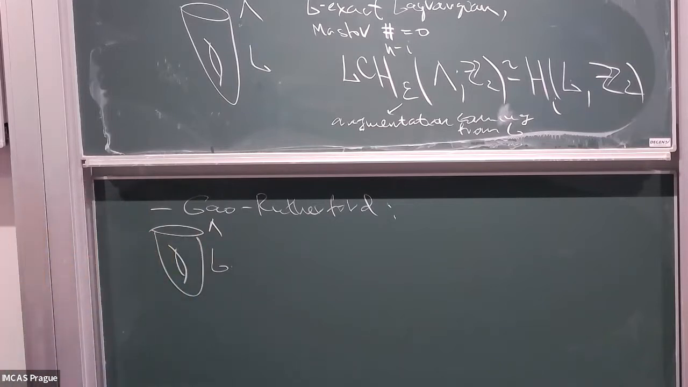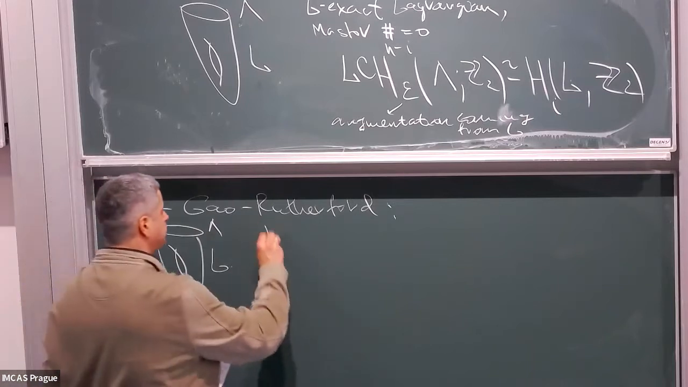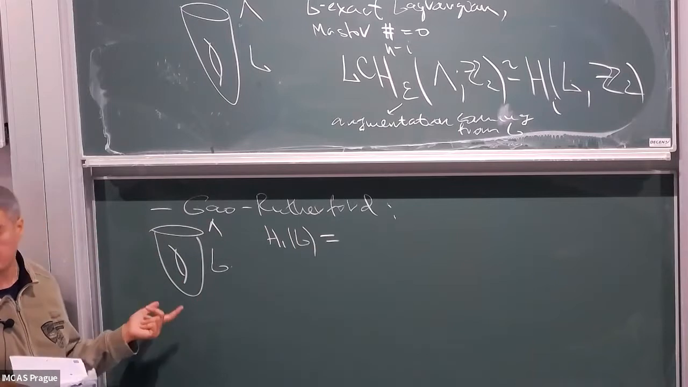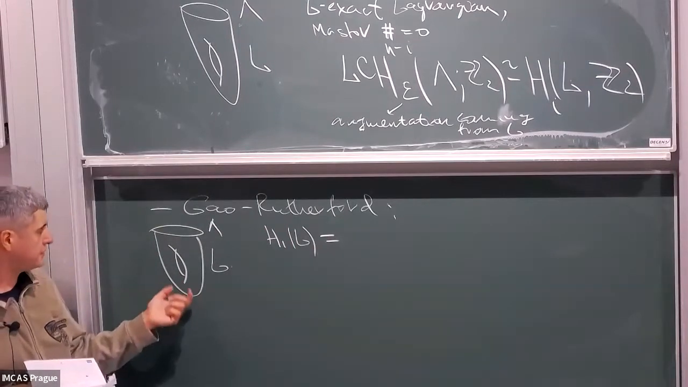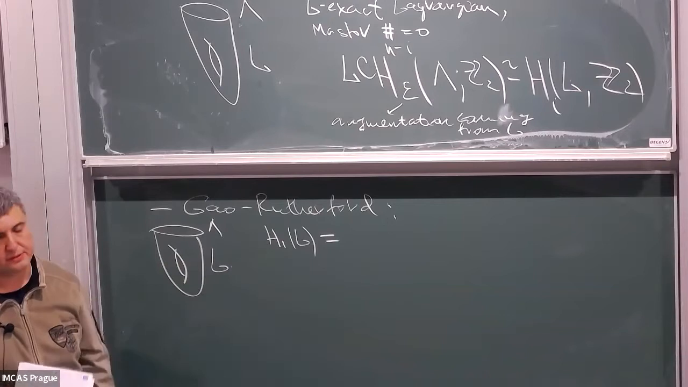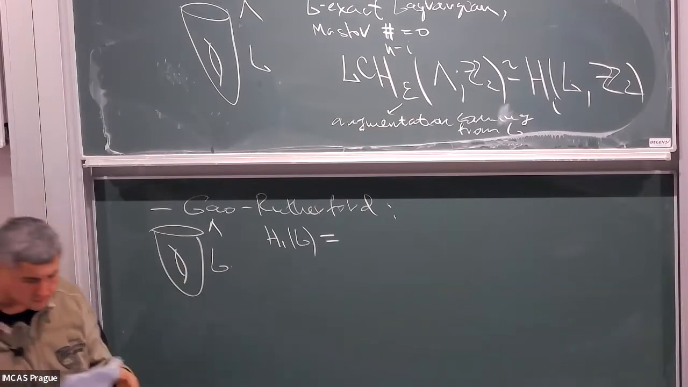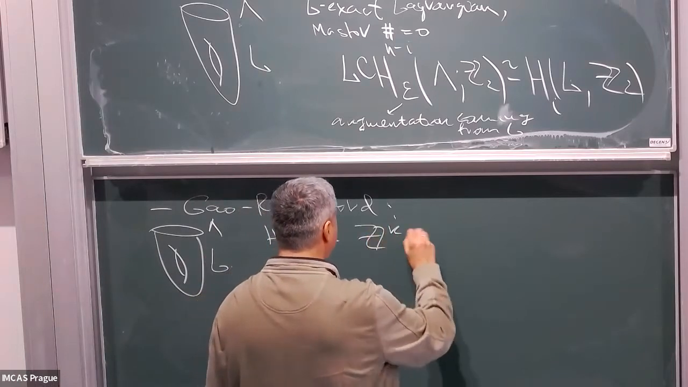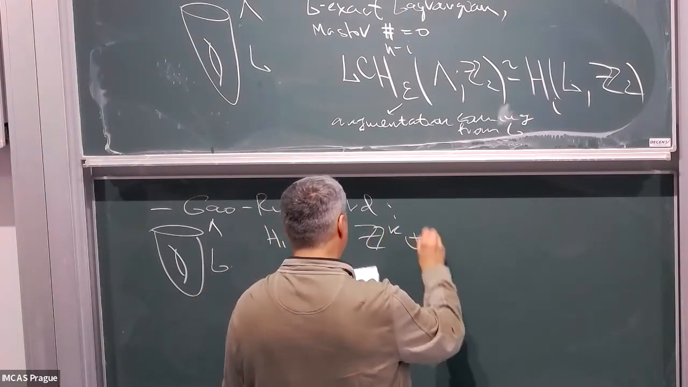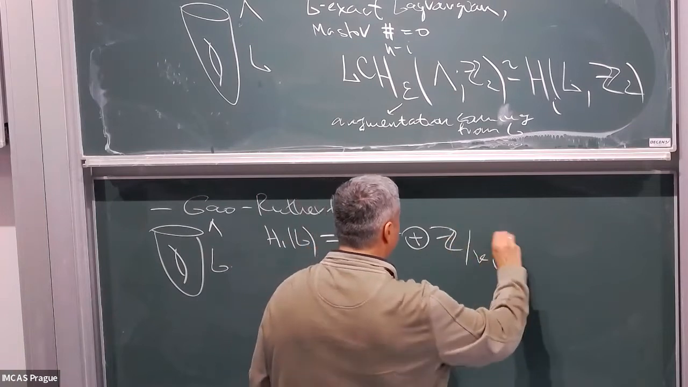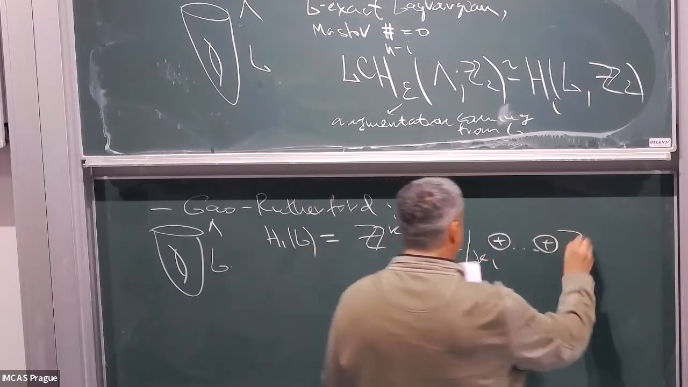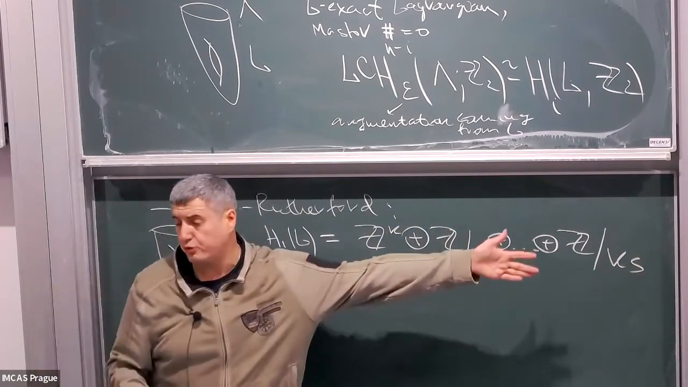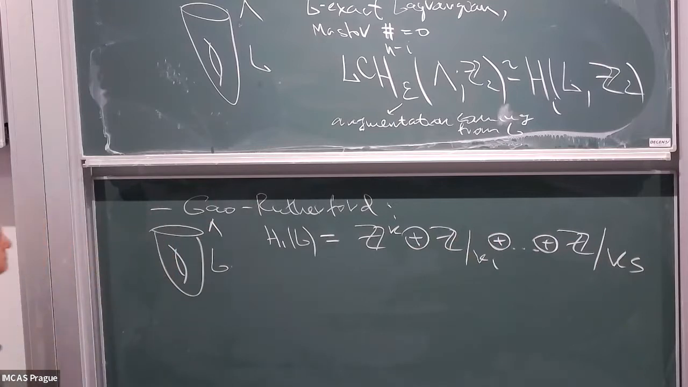Now, you can write H1 of L. H1 of L is an abelian group, okay? Let's say everything is compact, so we have a finitely generated abelian group. It can be written, let's say, as Z^k plus Z_{k1} plus ... plus Z_{ks}. So we have a free part and some torsion part, as usual.